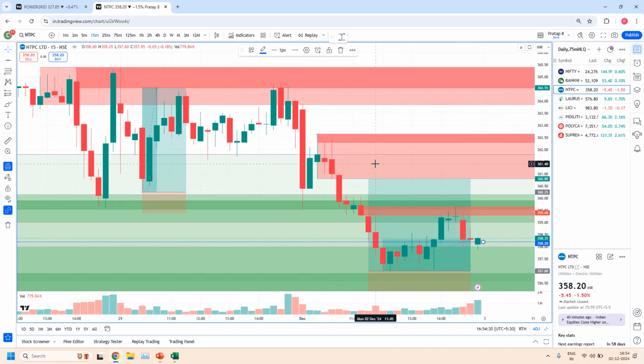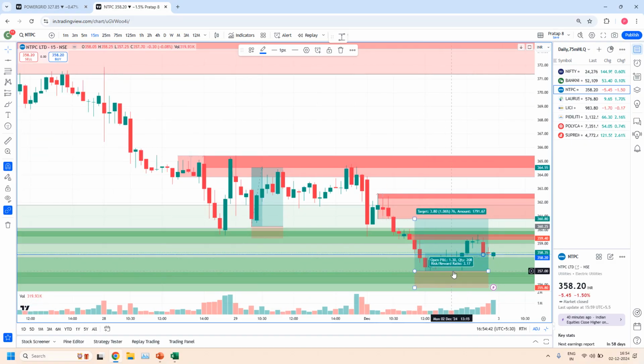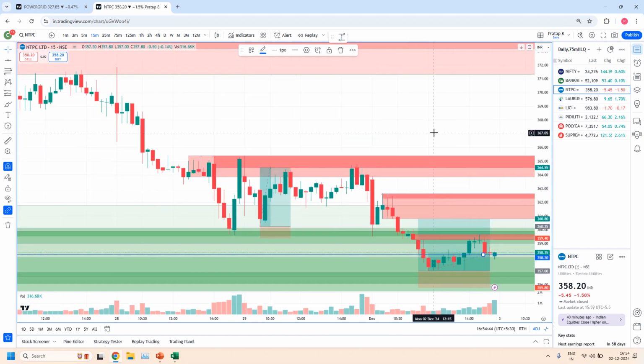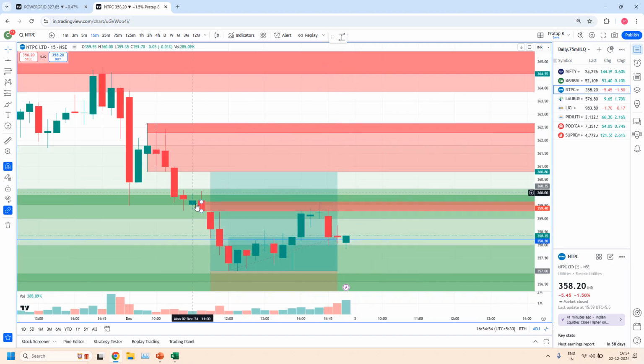So you need to aim up to this zone. So that's why here you have 1:3.17 RR to plan your trade with some stop buffer and some entry buffer. So you got the trade, but a lot of time we need to wait here. Let us assume you would have waited, here the real problem came.